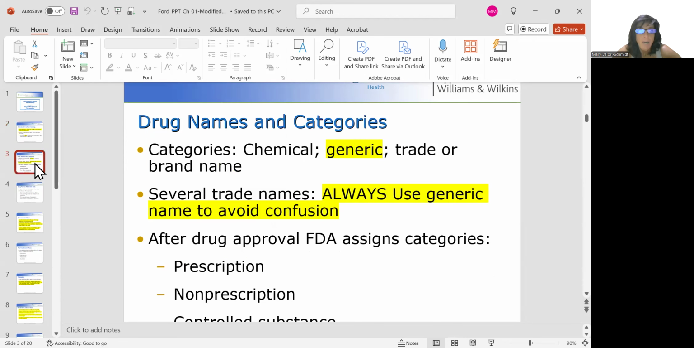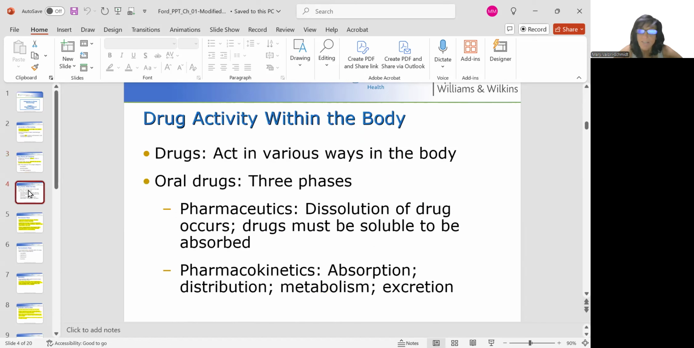When we talk about drug names and classifications or categories, with drug names, there's a chemical name, which is the generic, and then there's a trade name, the brand name. Always use the generic to avoid confusion. The board will give you questions with the generic name. So it's not Coumadin, it's warfarin. Make sure that you stick with that.